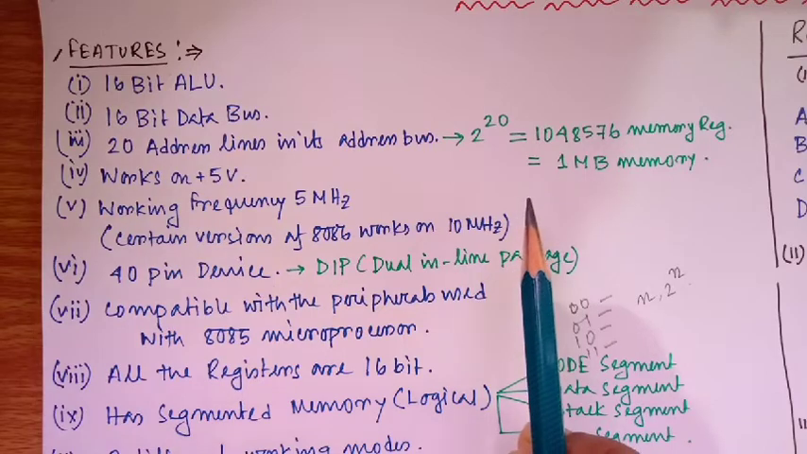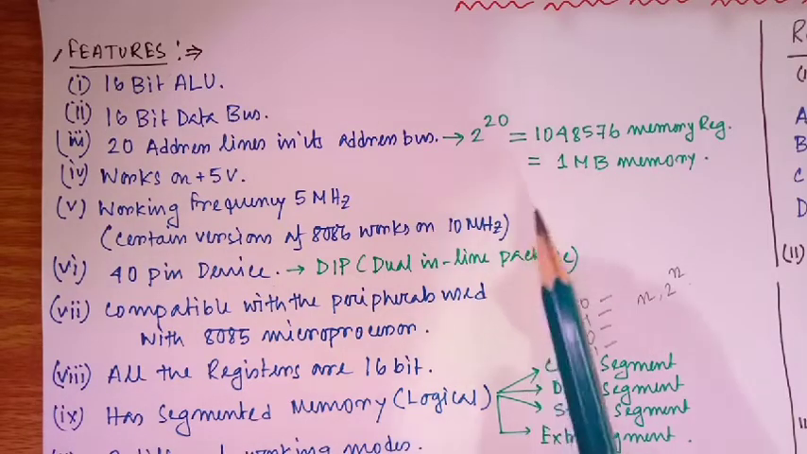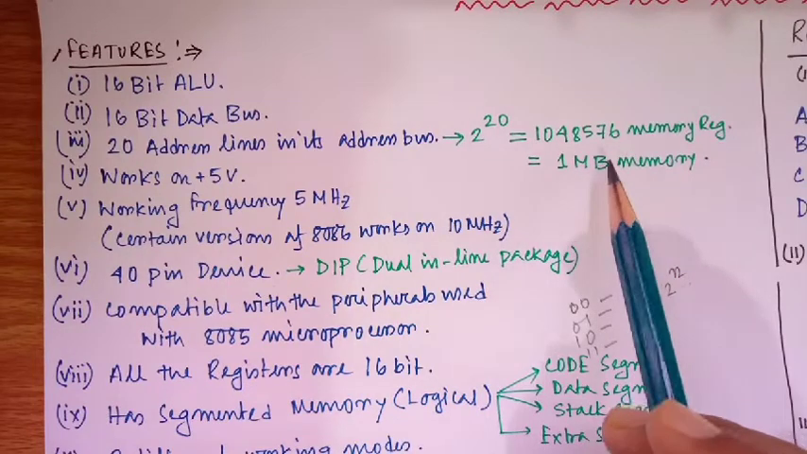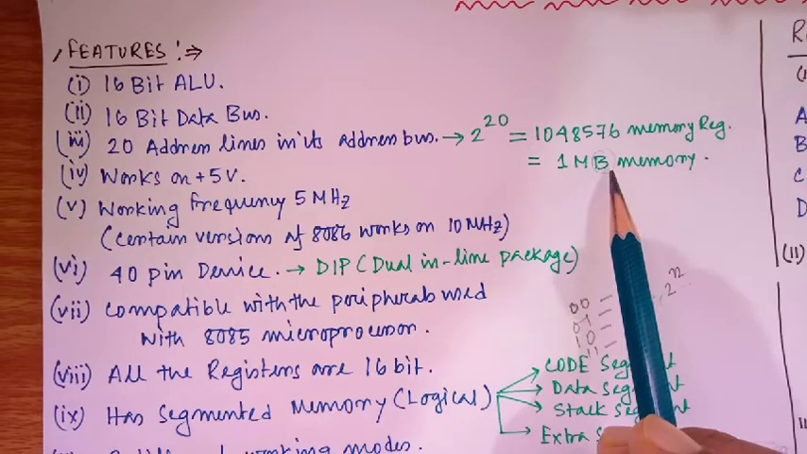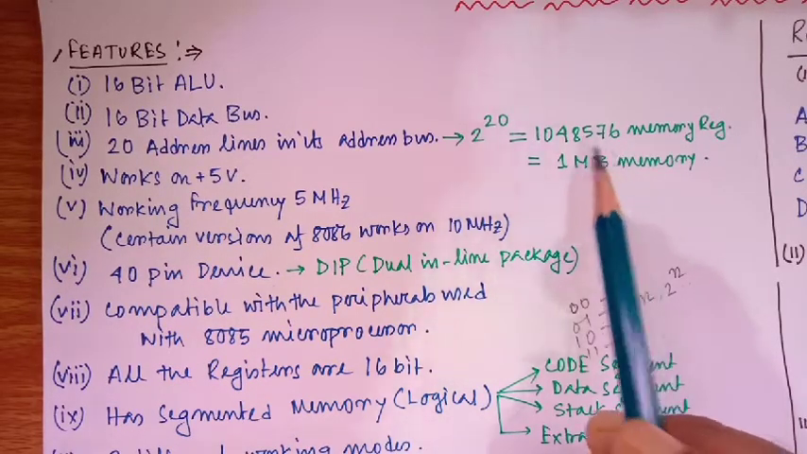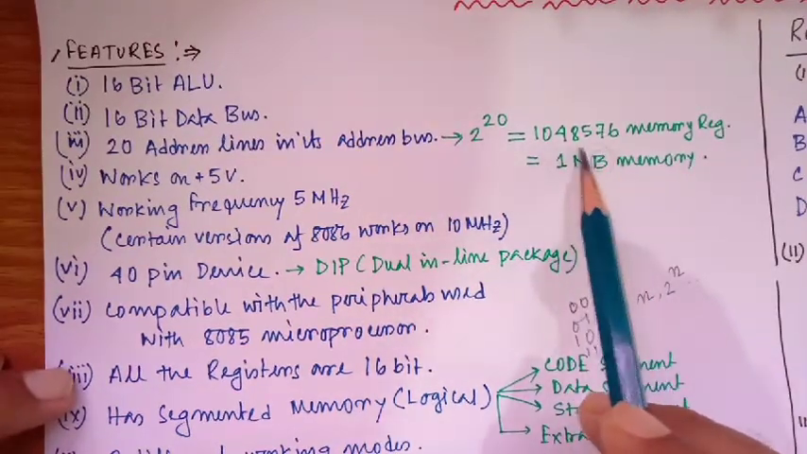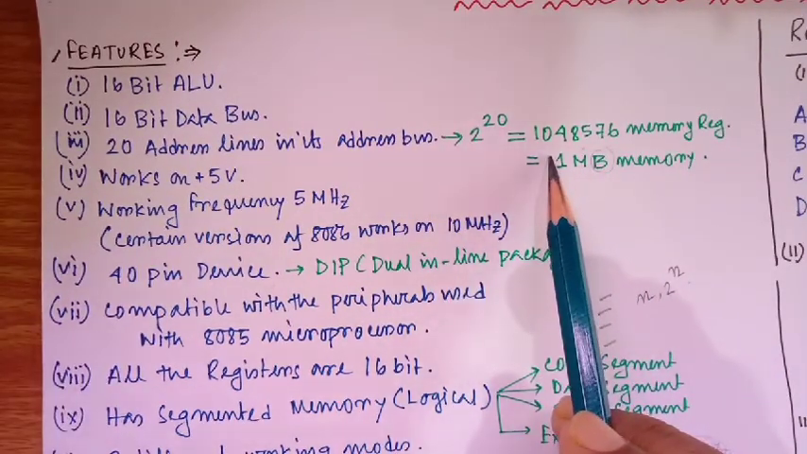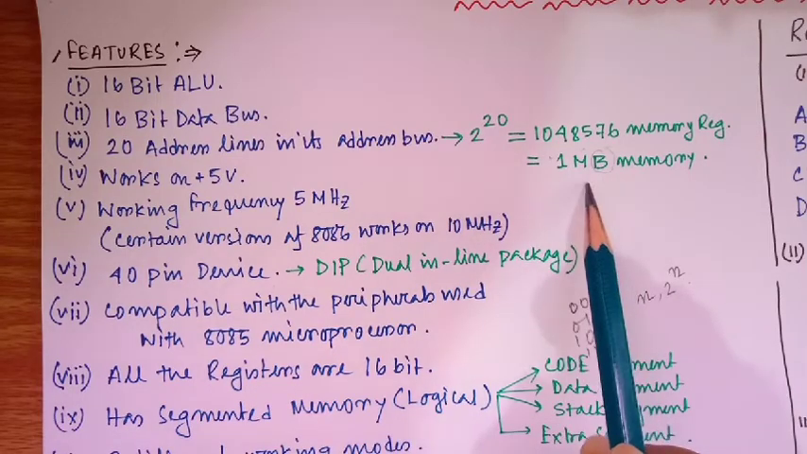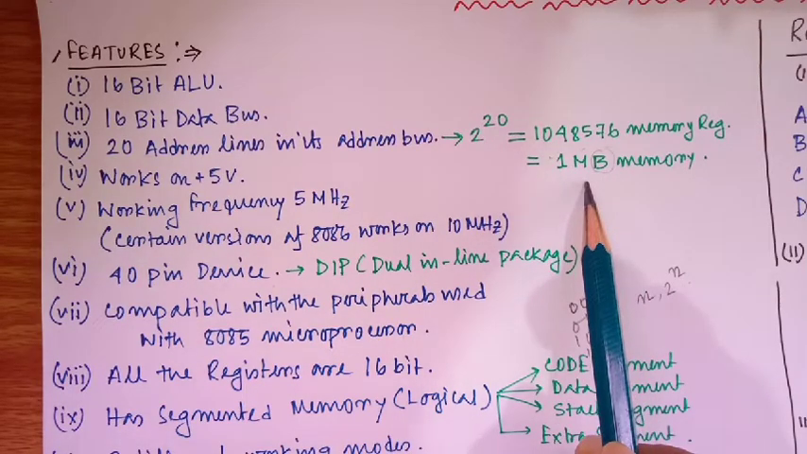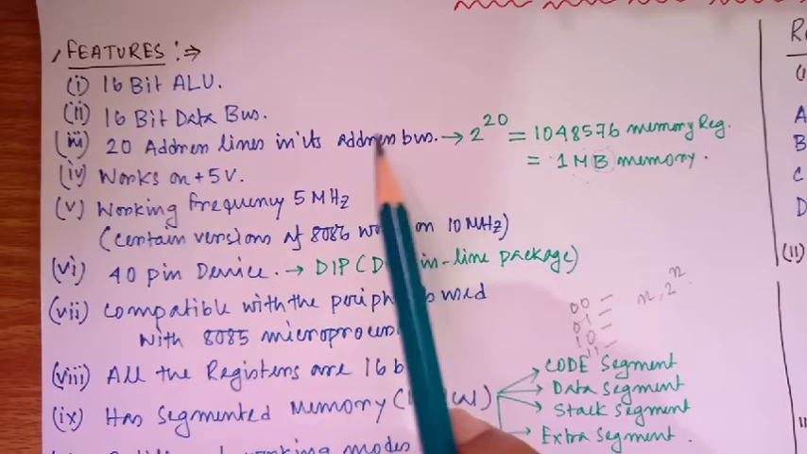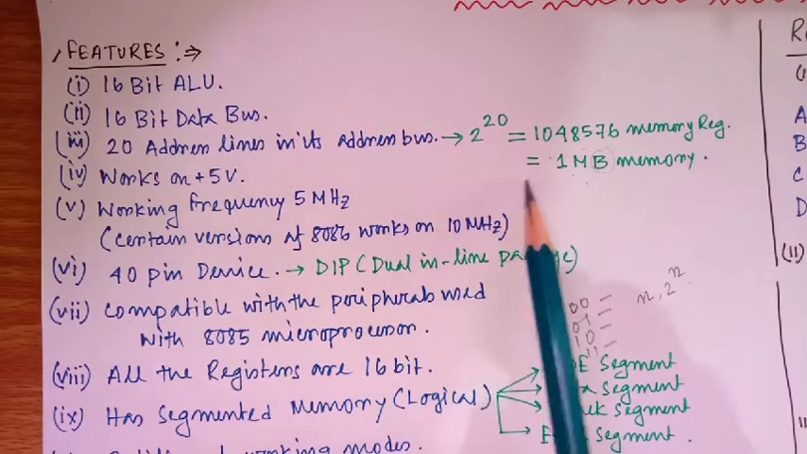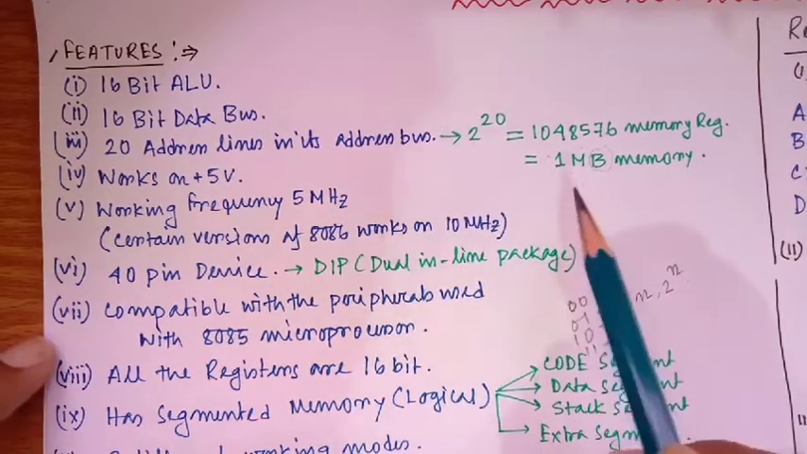Now this 1 mega basically represents a number. What is that number? The number is this one. Now from where did this byte come? Because I have assumed that each memory cell can store 1 byte of information. So this is the number of registers that can be accessed by this processor, and each memory cell can contain 8 bits, that is 1 byte of information. As a whole, the total memory size that 8086 can access is 1 MB. That is very important.